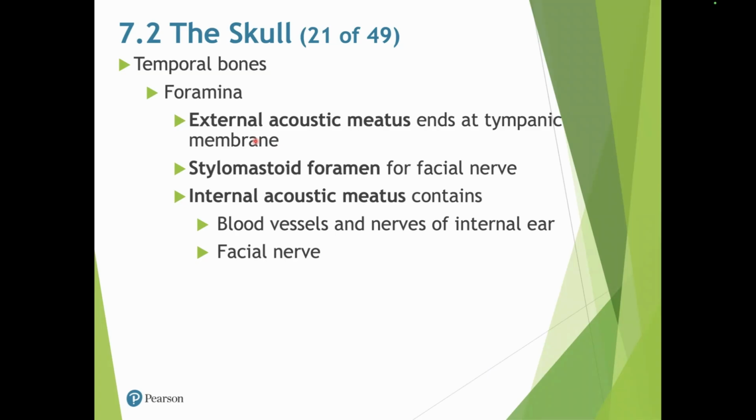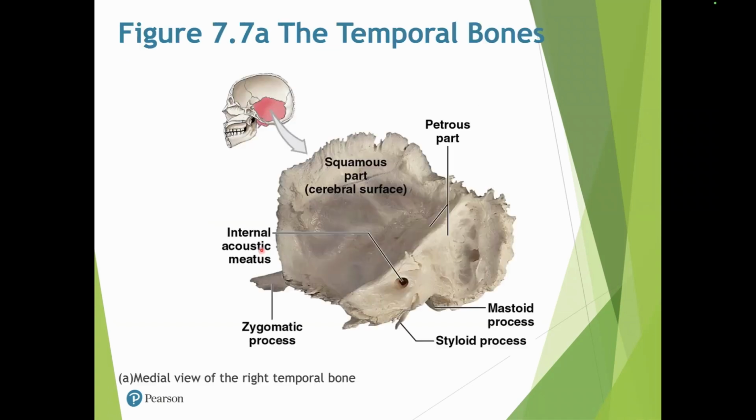You also have your external acoustic meatus, sometimes called your external auditory meatus. That is going to end at the tympanic membrane. Your stylomastoid foramen is for the facial nerve. Internal acoustic meatus is going to contain blood vessels and nerves of the inner ear and facial nerve.